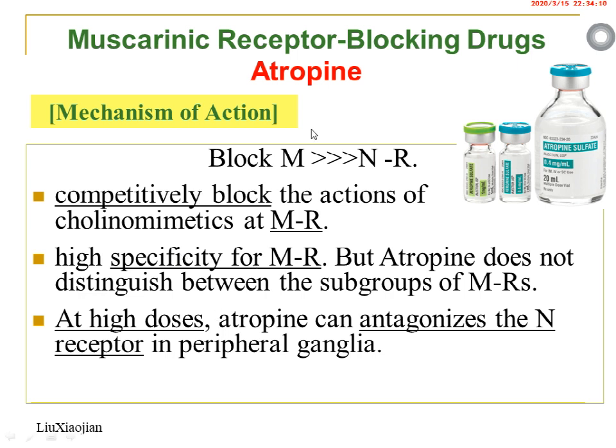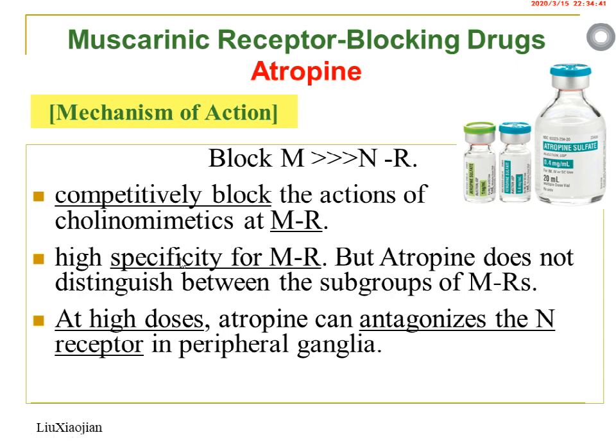Okay, atropine. It mainly blocks the M receptor. For the N receptor, its effect is really weak. So usually at the therapeutic dosage, the effect on the N receptor is ignored. So we usually consider atropine as an M receptor blocker.